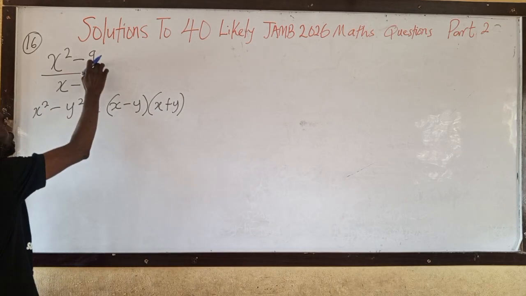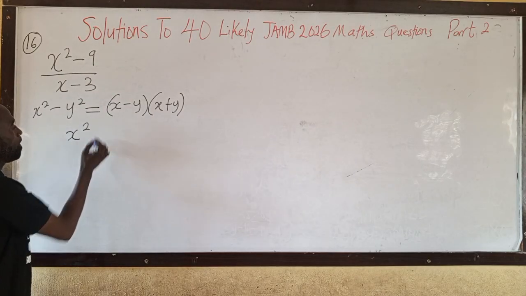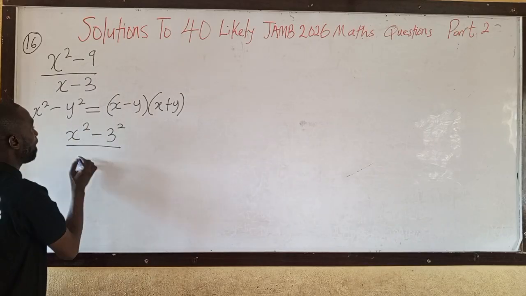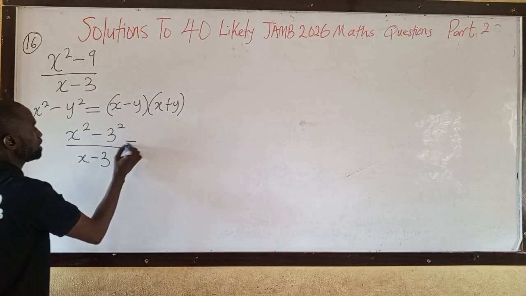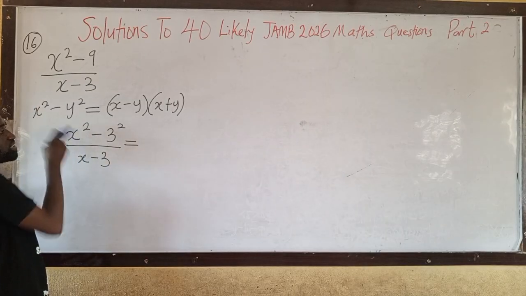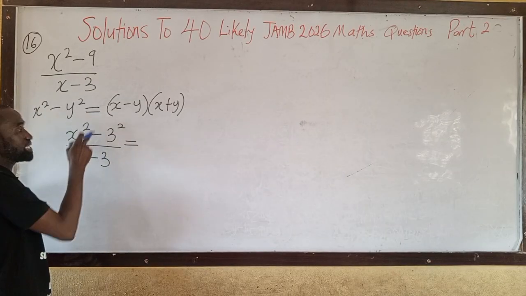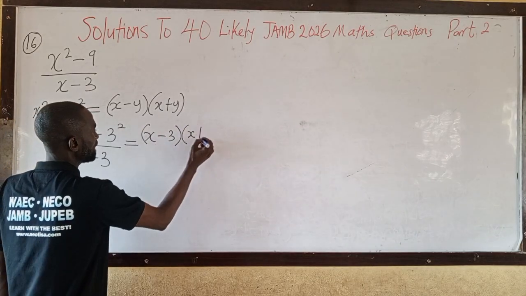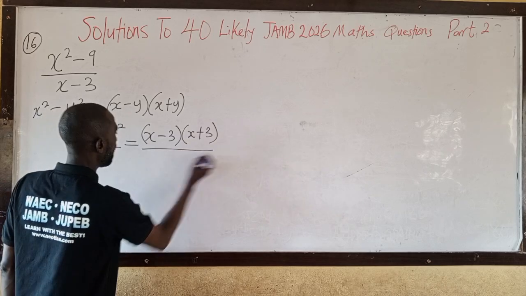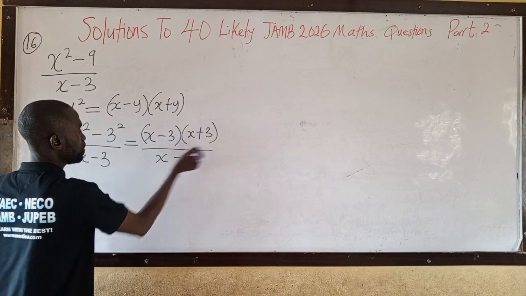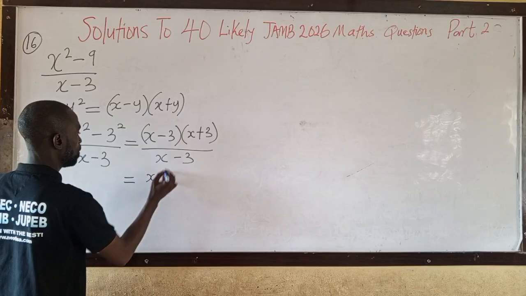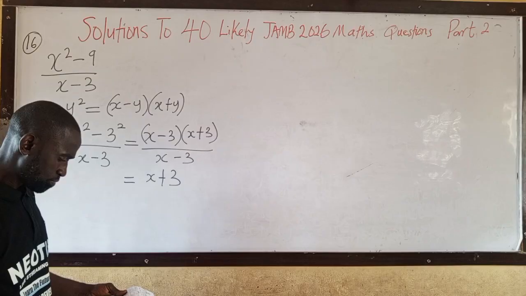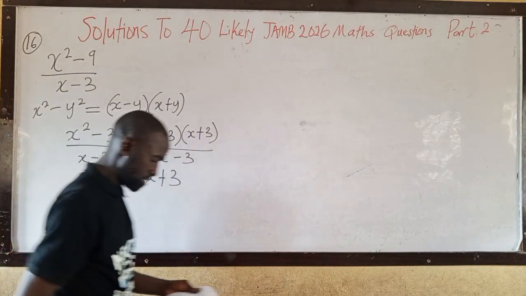So here, I'm having x squared minus 3 squared, since 9 is 3 squared, all over x minus 3. With the difference of two squares concept, we now have x minus 3 in one bracket, then x plus 3 in the other bracket, all over x minus 3. x minus 3 cancels x minus 3. Our final answer is x plus 3. That is option B. Option B. That's question number 16.